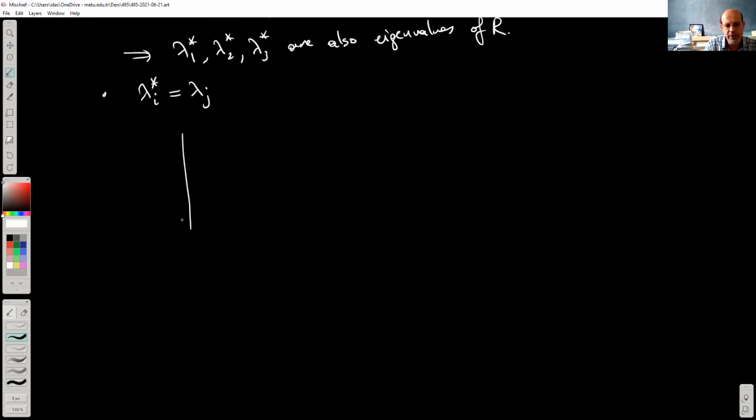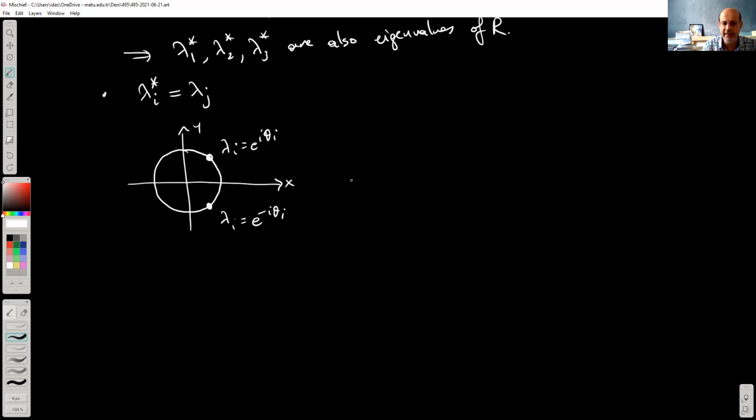This is the unit circle on the complex plane. So let's say this is the x-axis, this is the y-axis. Right? So that's the unit circle. If lambda i is in here, in the form of e to the i theta i, then its complex conjugate is in here. So therefore it is in the form of e to the minus i theta i. Right? So that's lambda j.